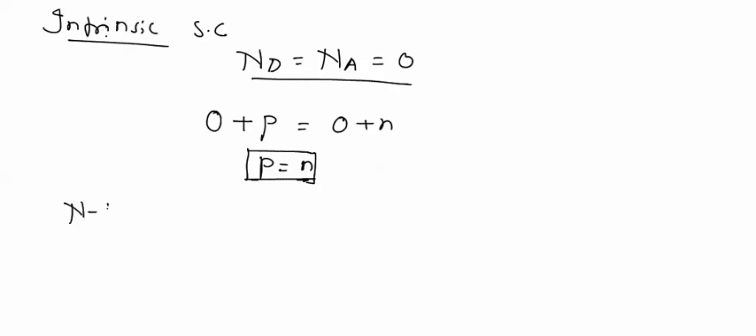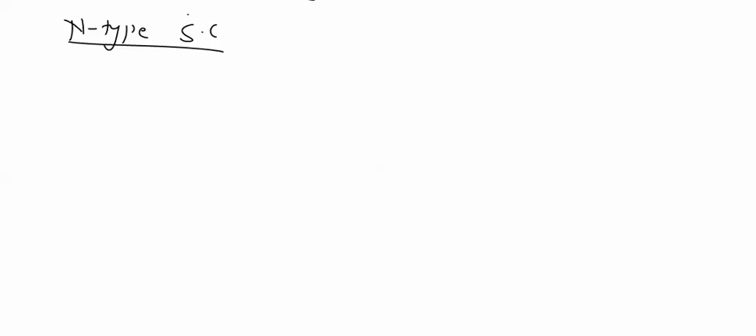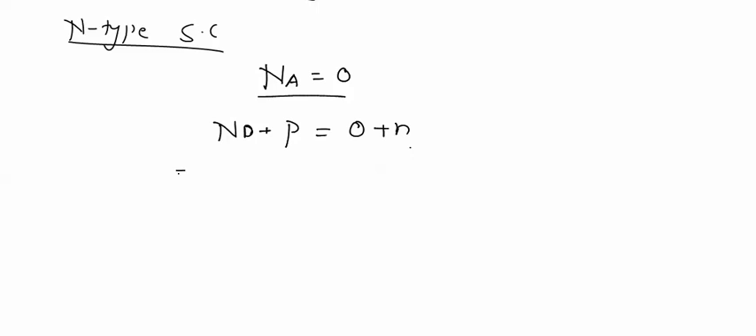Number two, n-type semiconductor. We will derive some equations for n-type semiconductor. In n-type semiconductor, the acceptor impurity concentration is 0. No acceptor impurity is added. There is only donor type impurity. So we can write law of electrical neutrality as Nd plus P equal to 0 plus N. This equation can be written as N minus P equal to Nd.